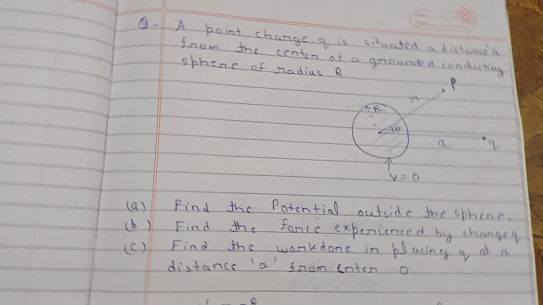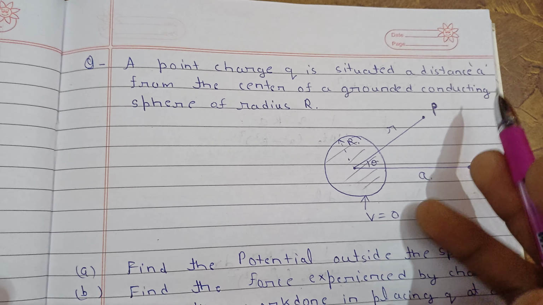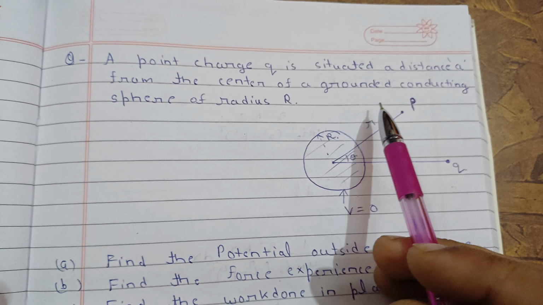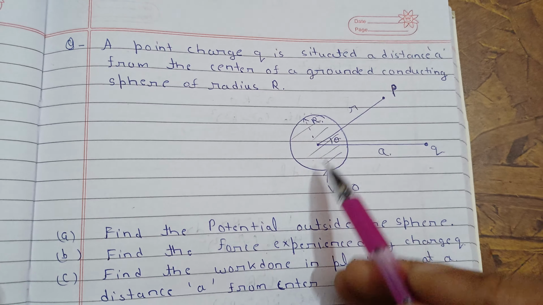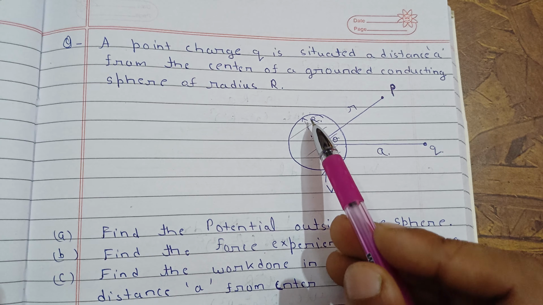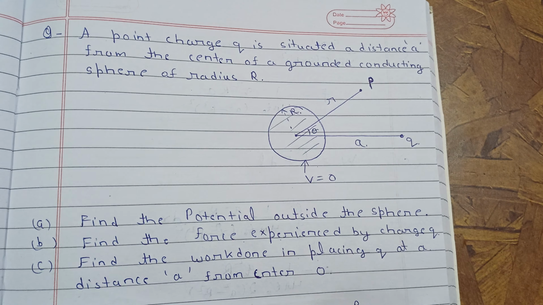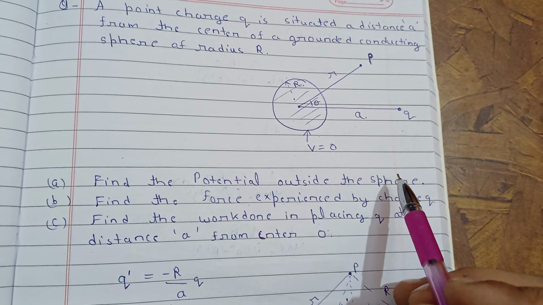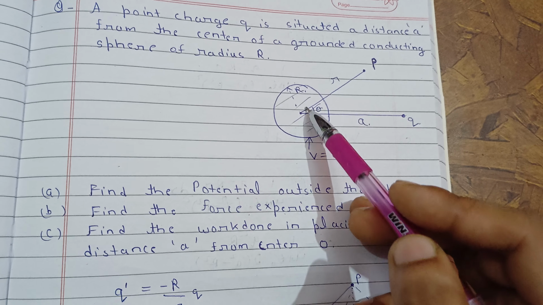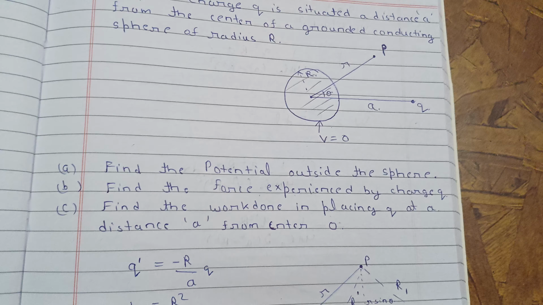Let's see one more question. A point charge q is situated at a distance a from the center of a grounded conducting sphere of radius R. So this is your conducting sphere of radius capital R, and this charge is placed here at a distance a from the center of the sphere. What we need to do is find the potential outside the sphere. If there is any point P which is making angle theta at the distance small r apart, we need to find the potential at this point P.